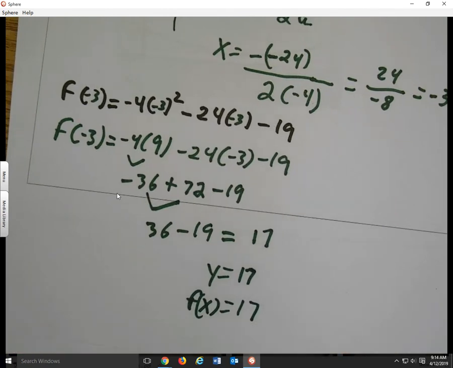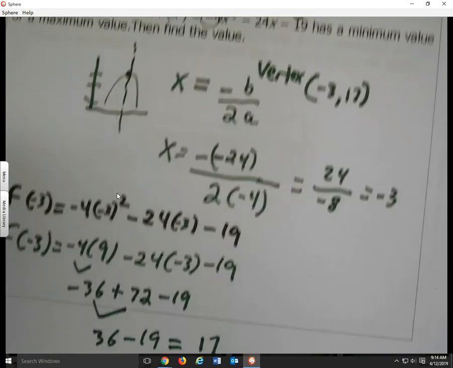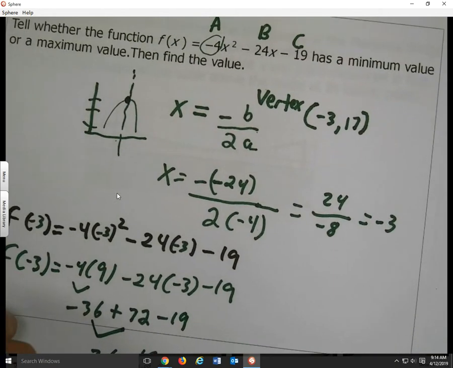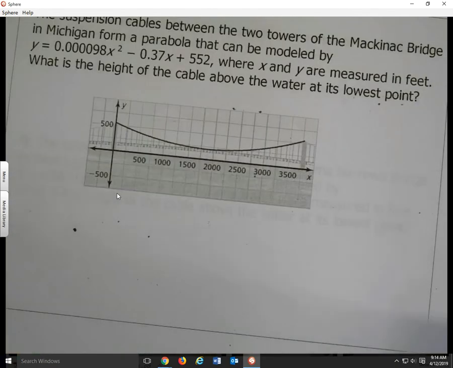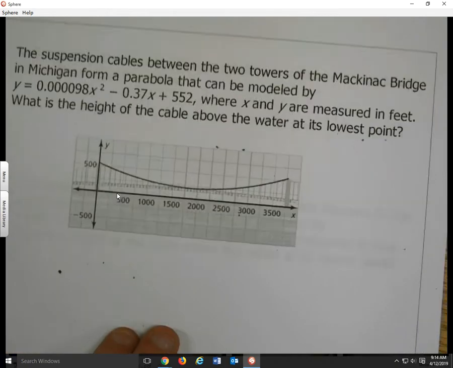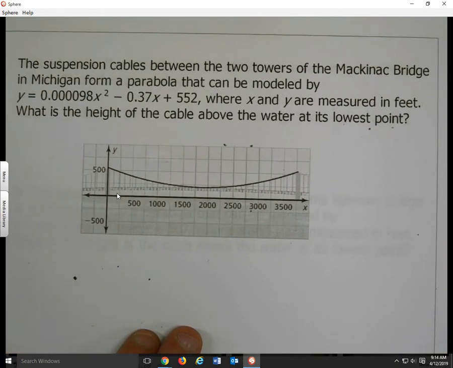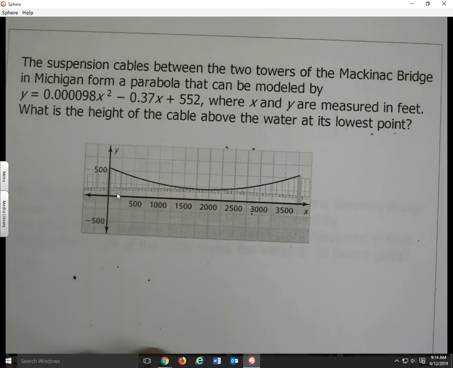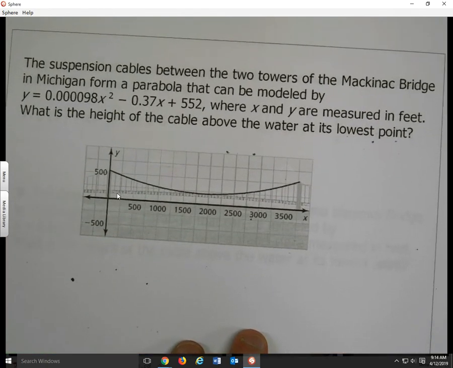Good. Okay, so we did the first one. We did an example like this. But I want to do an application problem. A lot of people, when they think of parabolas, think of bridges or roller coasters or anything that has an arc on it, right? And so I wanted to do a real life problem with a bridge, okay?